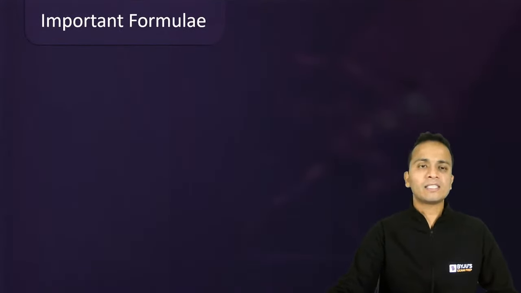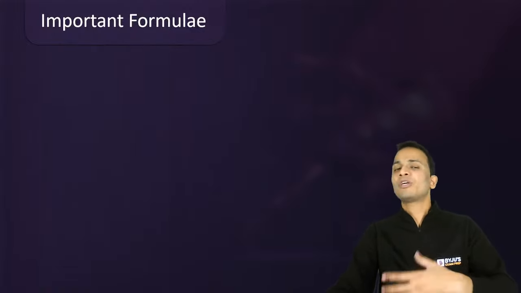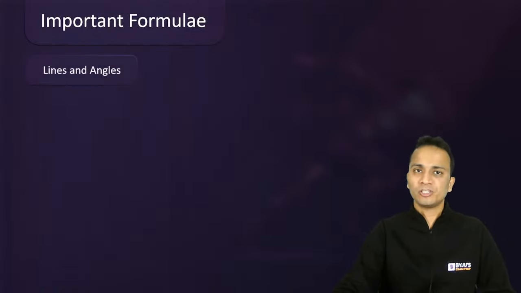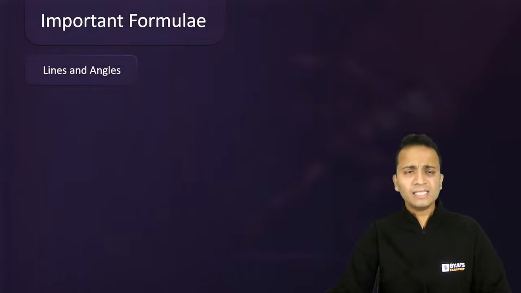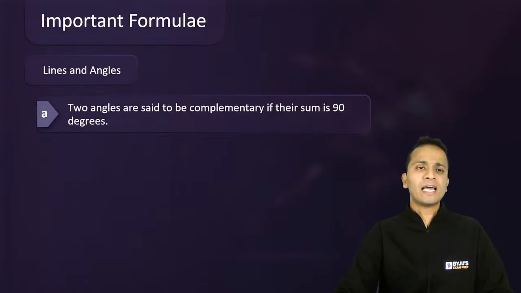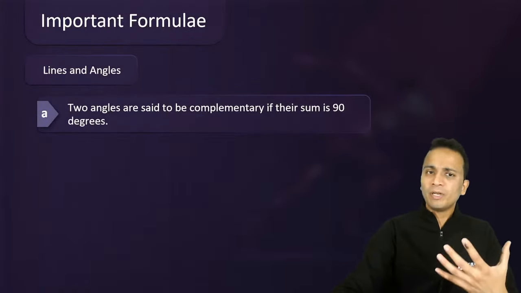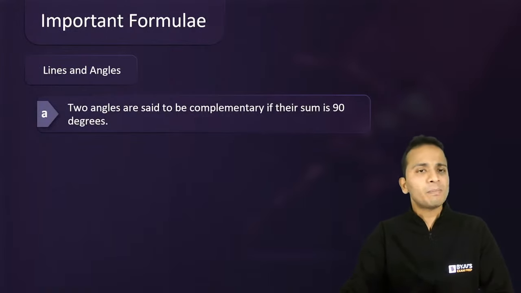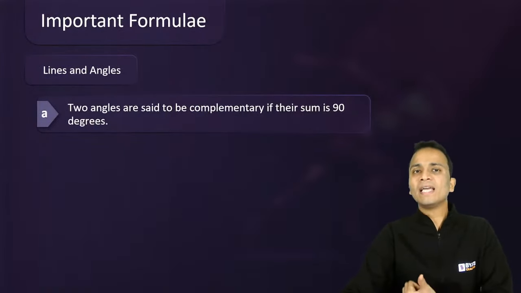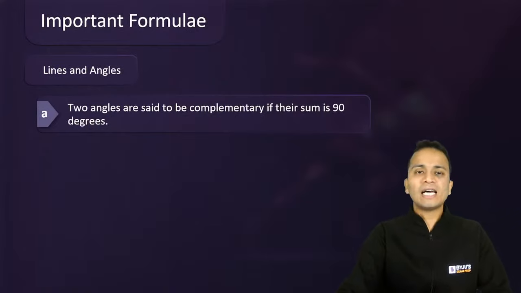Now let's look at some of the important formulas, some of the important rules, some of the important theorems as far as geometry is concerned. Now, first of all, lines and angles. So lines and angles, I can say about complementary. You can talk about complementary and supplementary angles. So two angles are said to be complementary if their sum is 90 degrees. All right.